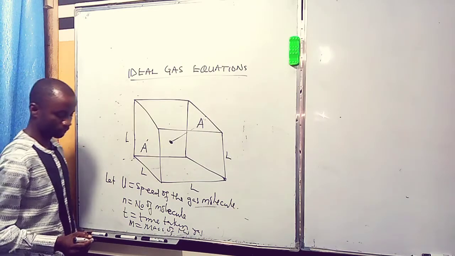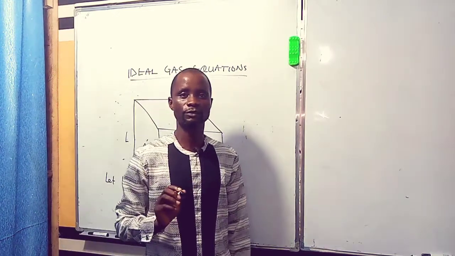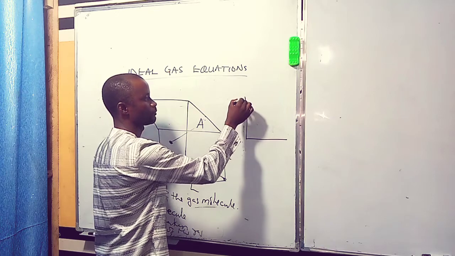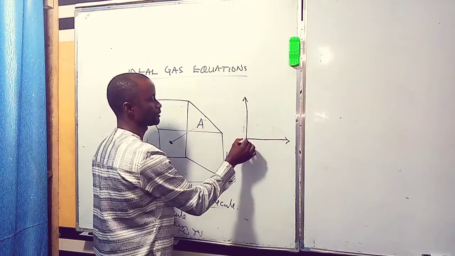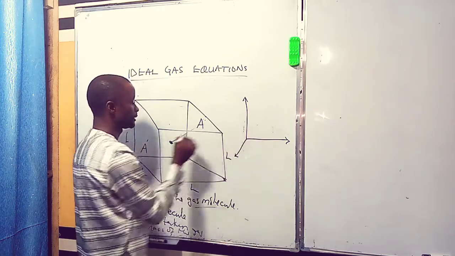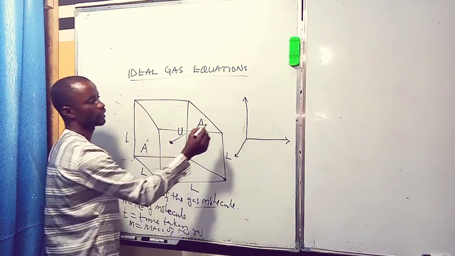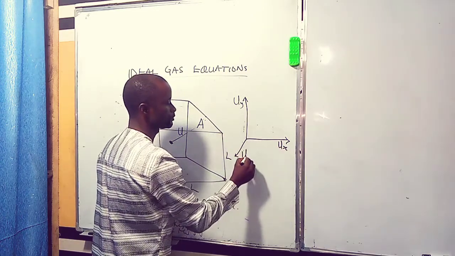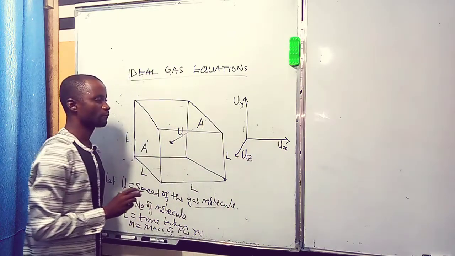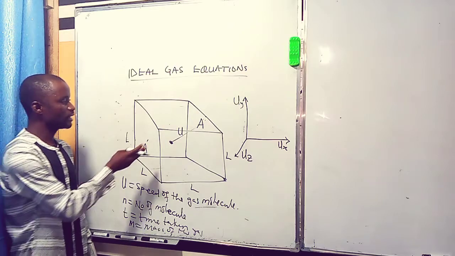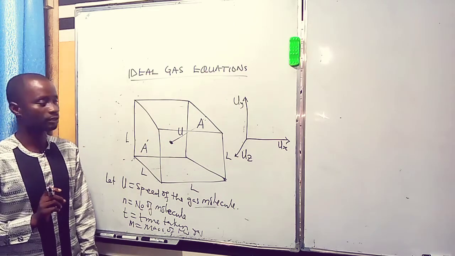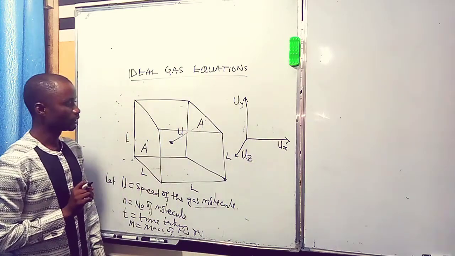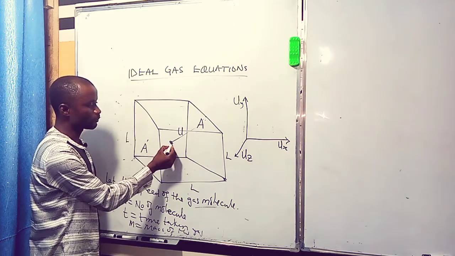Since we are going to look at the three orientations of this movement, we are going to look at it along the x, y, and z axes. That is, the velocity of this molecule, we are going to look at it as ux, uy, and uz. Before we proceed, let's look at the movement along the x-axis first. When you take the movement of the gas molecule along the x-axis, we are going to resolve it on three axes.